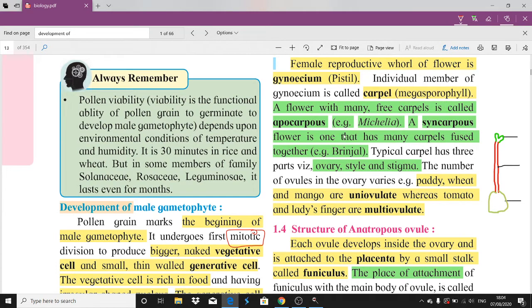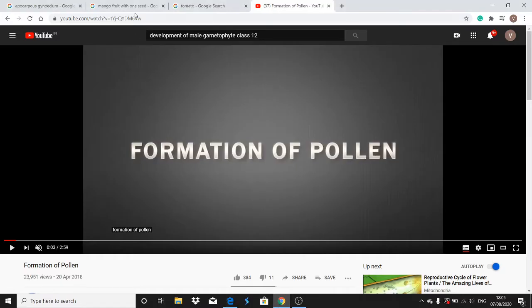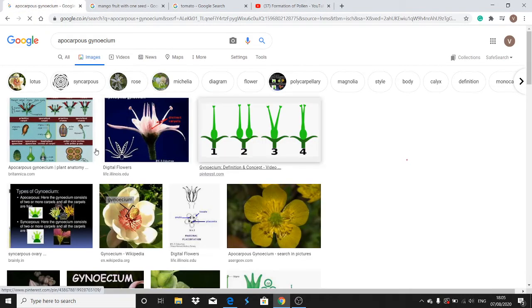Okay, that is gynoecium. So a flower with many carpels, free carpels, is called as apocarpous flower and a syncarpous flower is one that has many carpels fused together, that is brinjal. So यहाँ पे एग्जाम्पल है. सो ये आपने 11th स्टैंडर्ड में एक्चुअली स्टडी किया है, बट we'll try to understand this again.